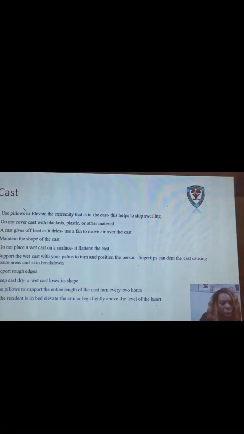You want to report any rough edges of the cast to the nurse. You want to keep the cast dry. A wet cast loses its shape. You want to use pillows to support the entire length of the cast, and remember to turn the resident every 2 hours. If the resident is in bed, you want to elevate the arm or leg slightly above the level of the heart.